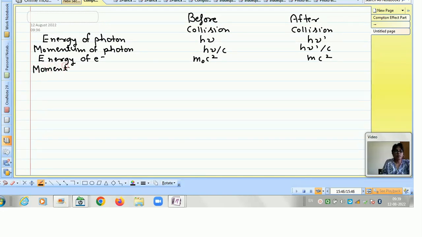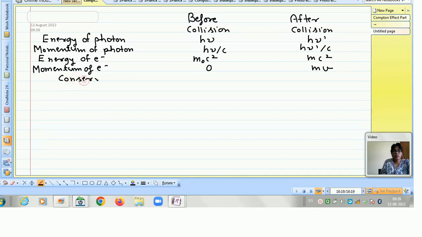Momentum of the electron. The momentum is here 0, because m into v, and v is 0, meaning we are treating the electron as at rest initially, at the time of collision. Therefore the momentum is 0, but after the collision the momentum is mv. So using all these values, we will write the equation for the conservation of energy.